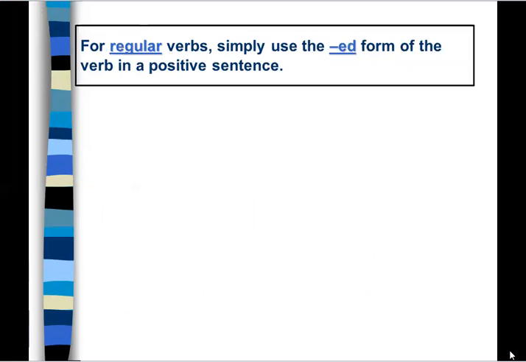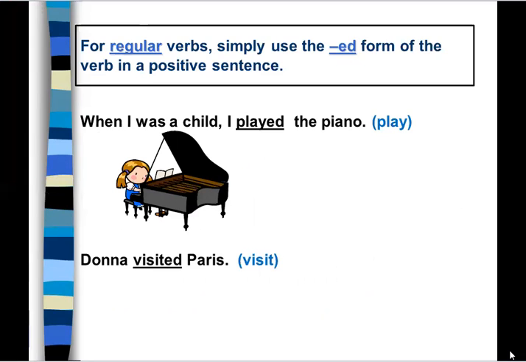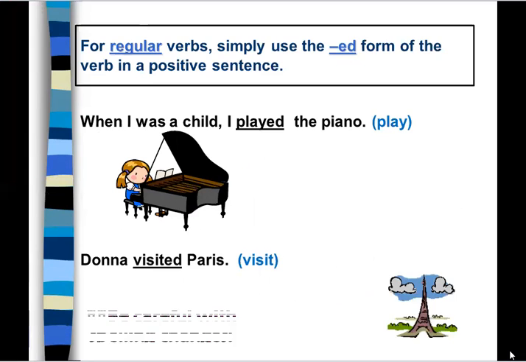For regular verbs, simply use the ed form of the verb in a positive sentence. Like, when I was a child, I played the piano. And Donna visited Paris. But be careful with spelling changes.